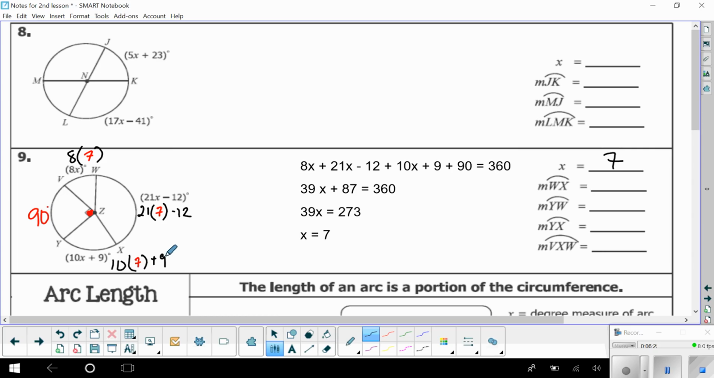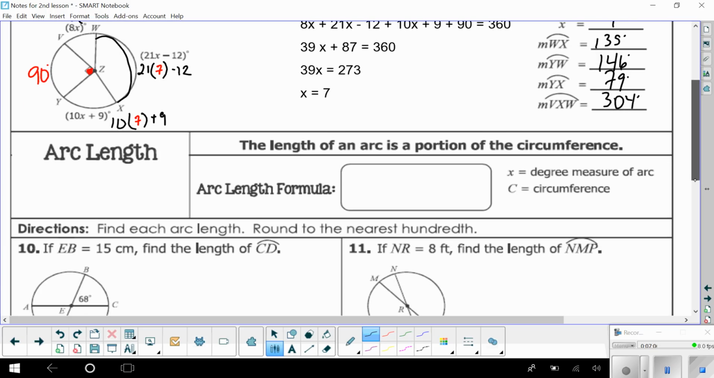So by plugging all those in, you can find that WX, from here down to there, is going to be your, ooh, that's really bad, your 135 degrees. Your YW is going to be your 146. Your YX is going to be your 79. And your arc XW is going to be your 304.